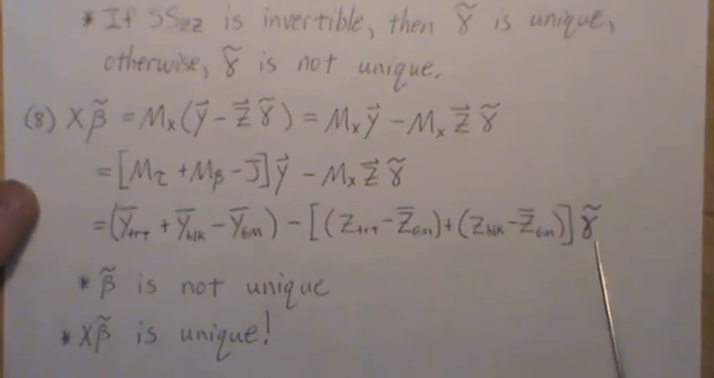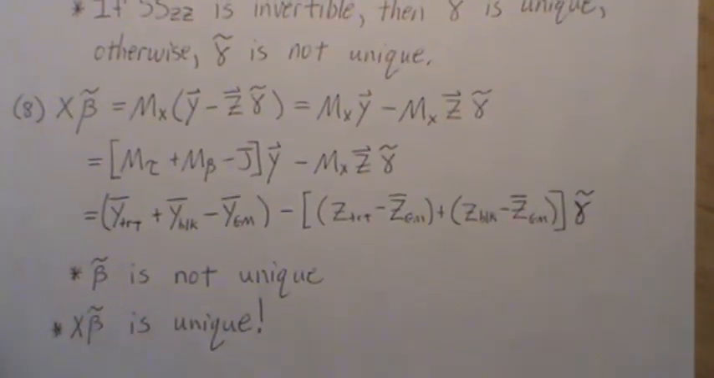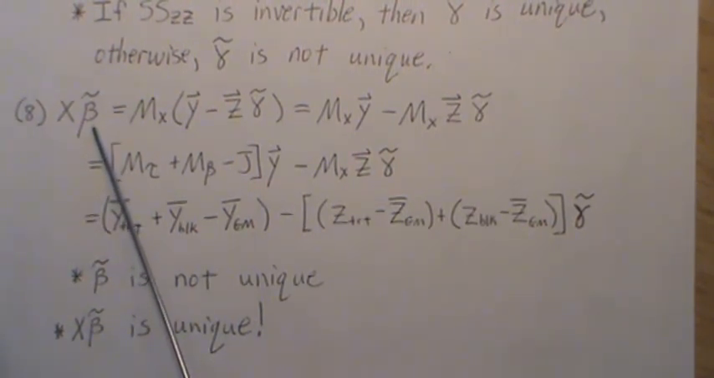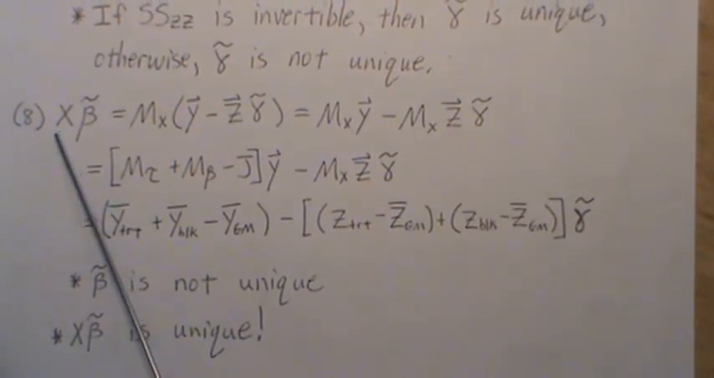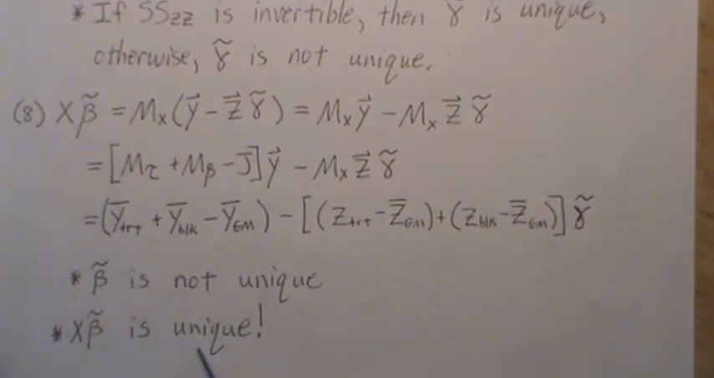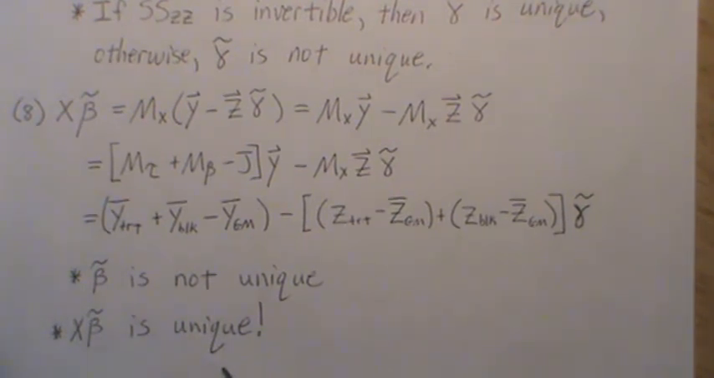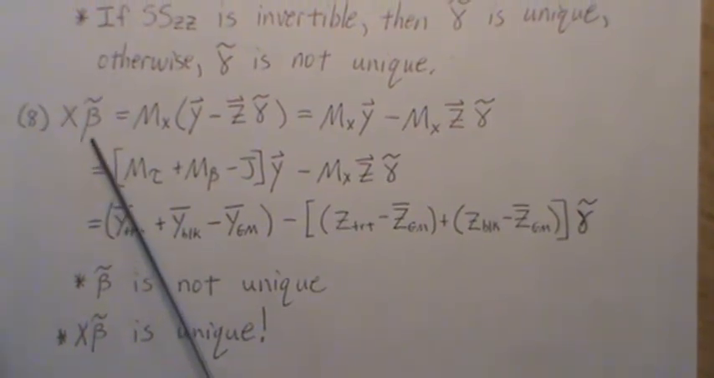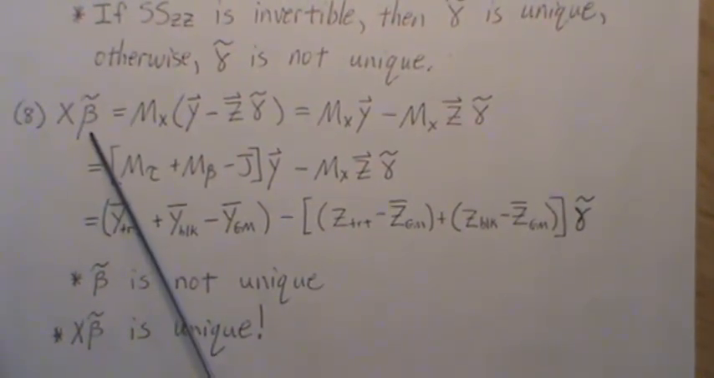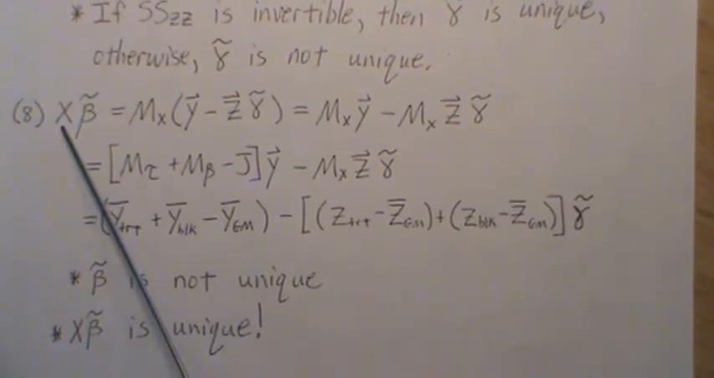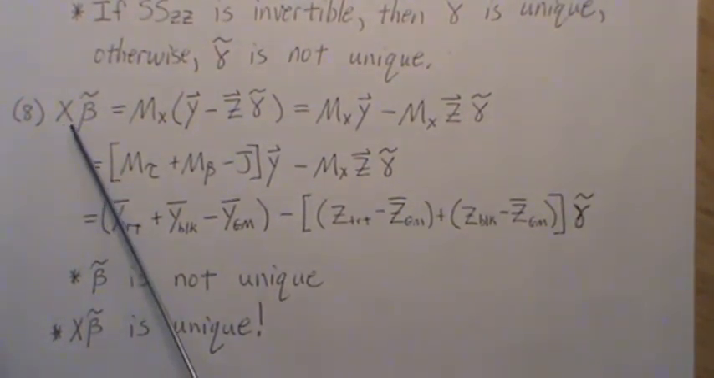So what is so cool is that beta tilde is not unique. There are an infinite number of these vectors that satisfy this. But what is neat is x beta tilde is unique. And this is actually the fitted model. So the fitted model is unique. And we illustrate this in our software. We come up with several different least squares estimates, and we show they're all different. But then when we pre-multiply it by x, the design matrix, they're all the same.